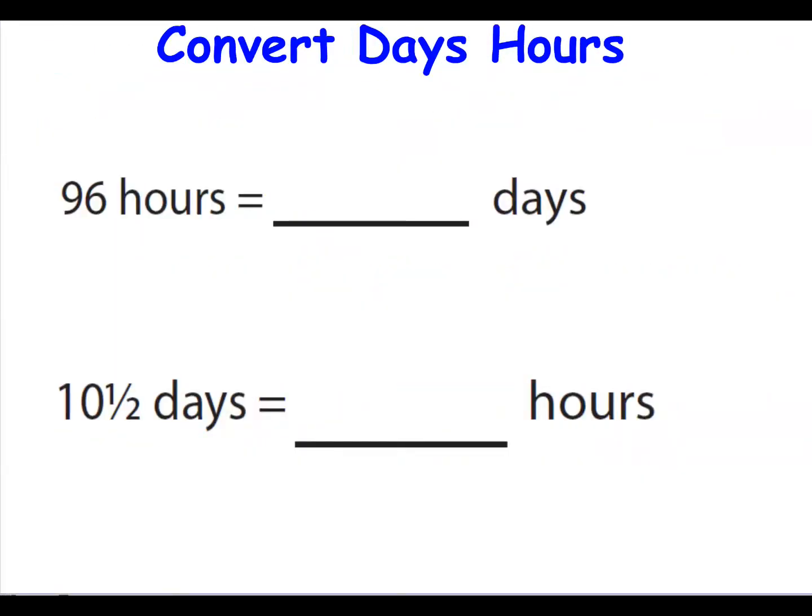Now have a go at these. If I have 96 hours, how many days are there? Now remember, you're using a cycle of 24 for the number of hours in a day. So 96 divided by 24 gives me exactly 4 days.